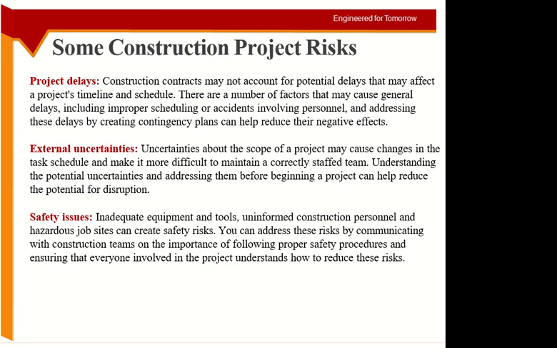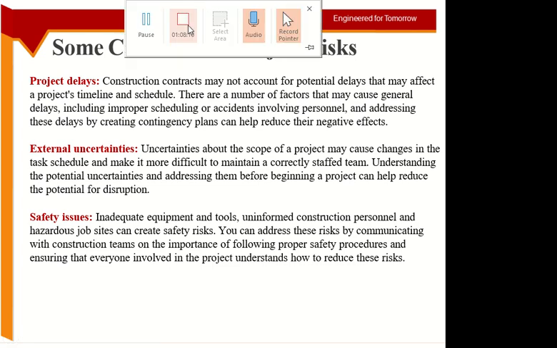I'm going over time, so I will stop here. We will continue from here next time.